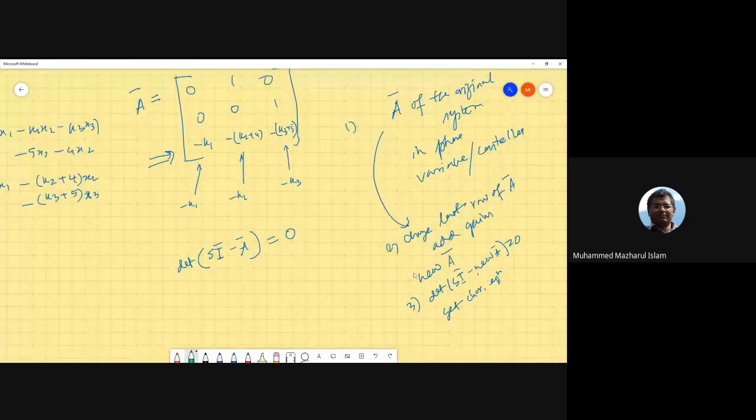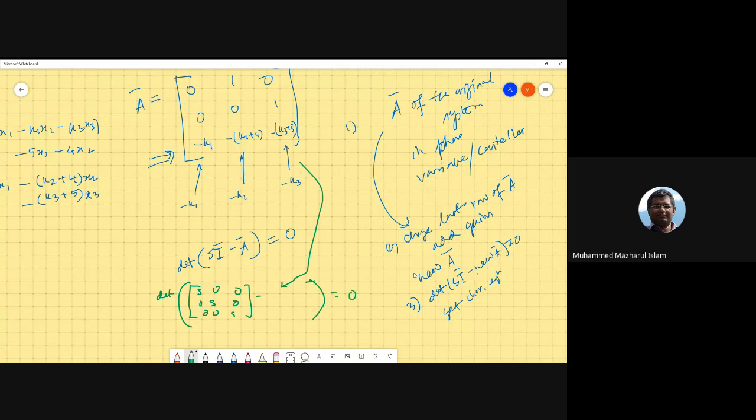I also showed you that this determinant produces a characteristic equation where information on all the poles of the system will reside. So therefore, this equation is related to the poles of the system. Anyway, if you calculate the determinant of sI minus A for this system, it's a 3 by 3 matrix. So this will be s00, 0s0, 00s minus this A. I'm not rewriting this here, equals to 0.